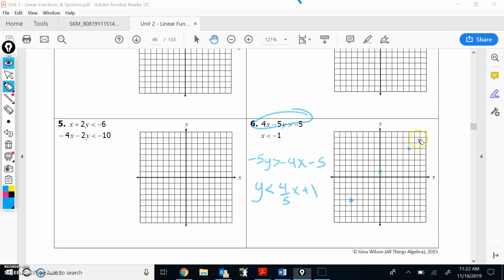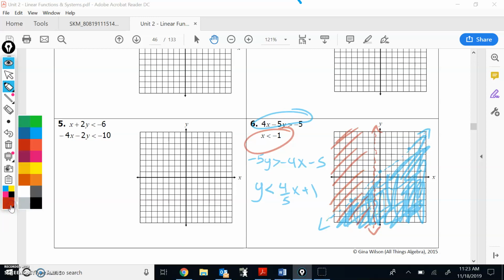It's going to be a dotted line because it's not equal to. And you're shading lower because of the less than sign. Everything down here. And the other graph is x is less than -1. Since it starts with x, it is a vertical line at -1. That means it is dotted at -1, and less than is this way.